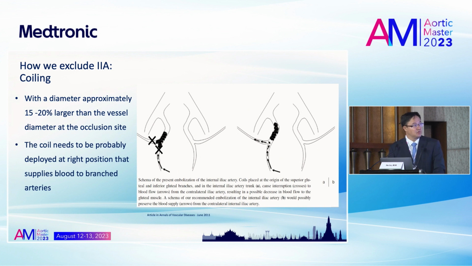In the first picture you can see occlusion that extends into the two branches. In another picture you can see a suitable situation, where there is a lot of collateral blood flow from the other side supplying the pelvis. That is very helpful.